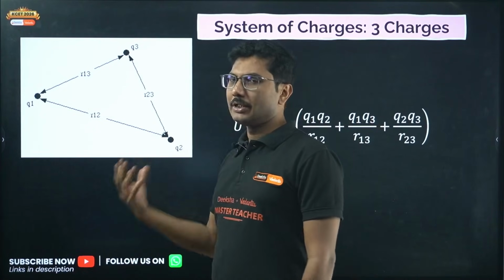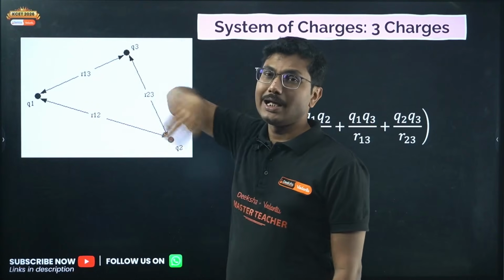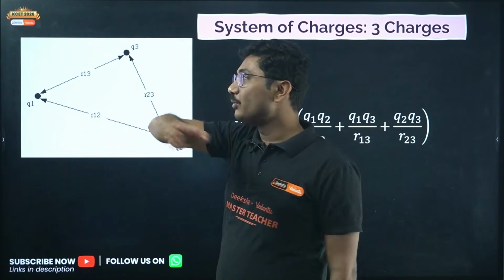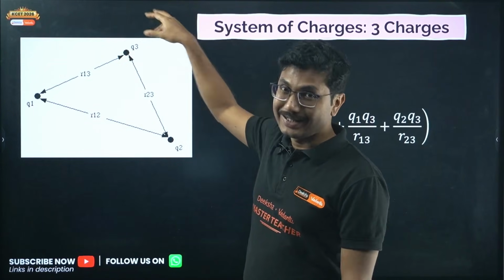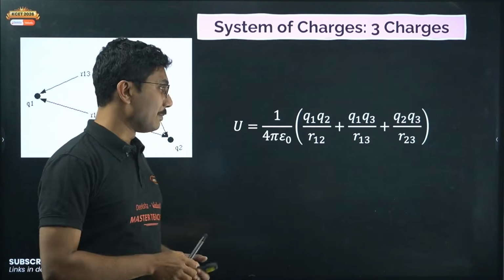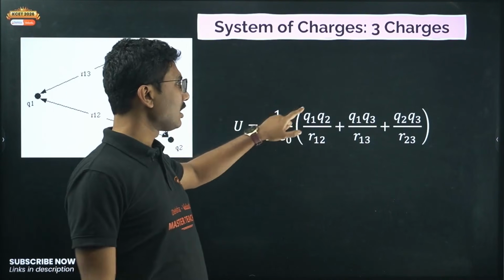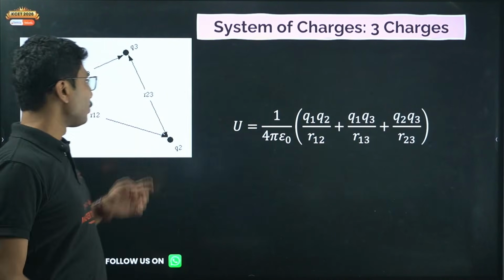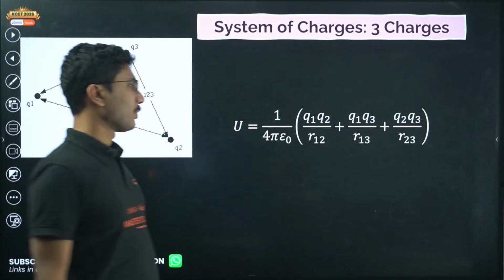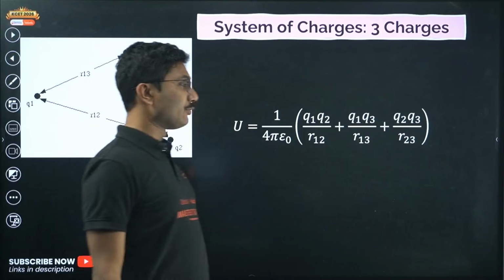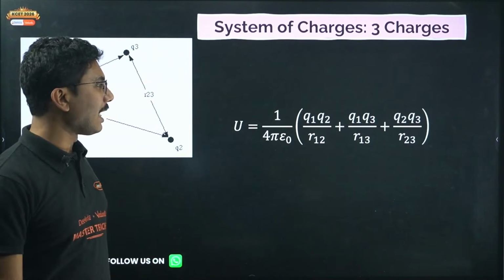That work is being stored in the form of potential energy. Secondly, when you are bringing the third charge, now you are doing the electric field due to the first charge as well as the second charge. So the total energy of this system is not a simple one, but it is like this: U equals 1 by 4 pi epsilon naught Q1 Q2 by R12. So what you have to do, you have to multiply the charges and divide them by their distance. Similarly, Q1 Q3 divided by R13 plus Q2 Q3 divided by R23.